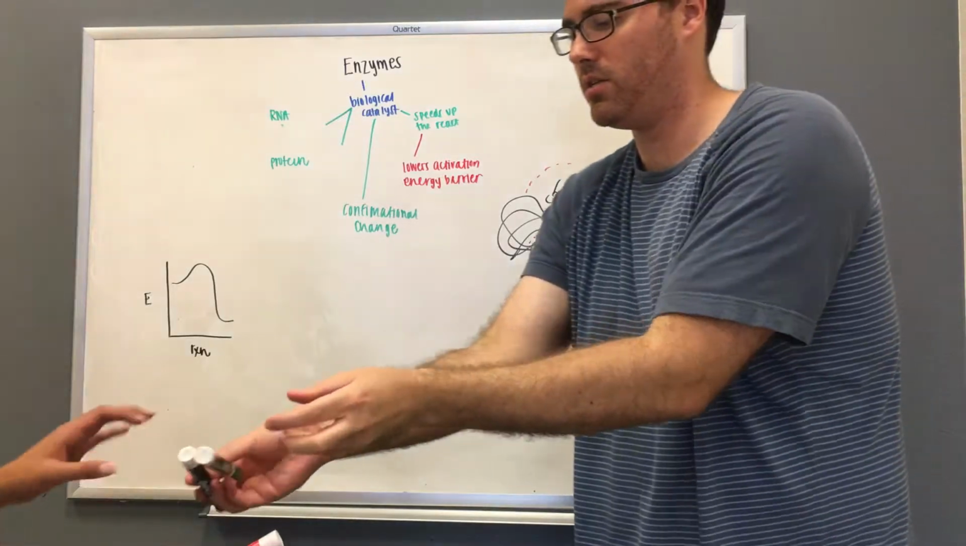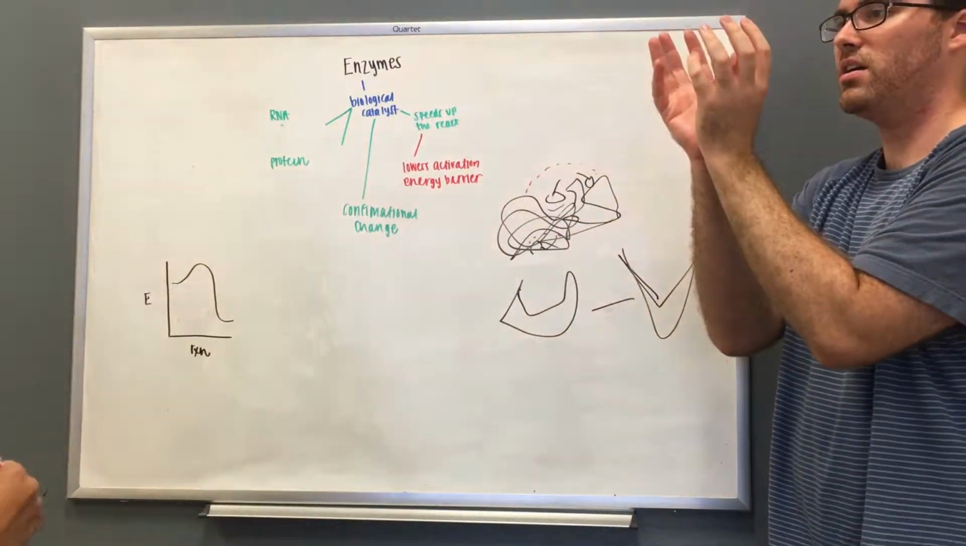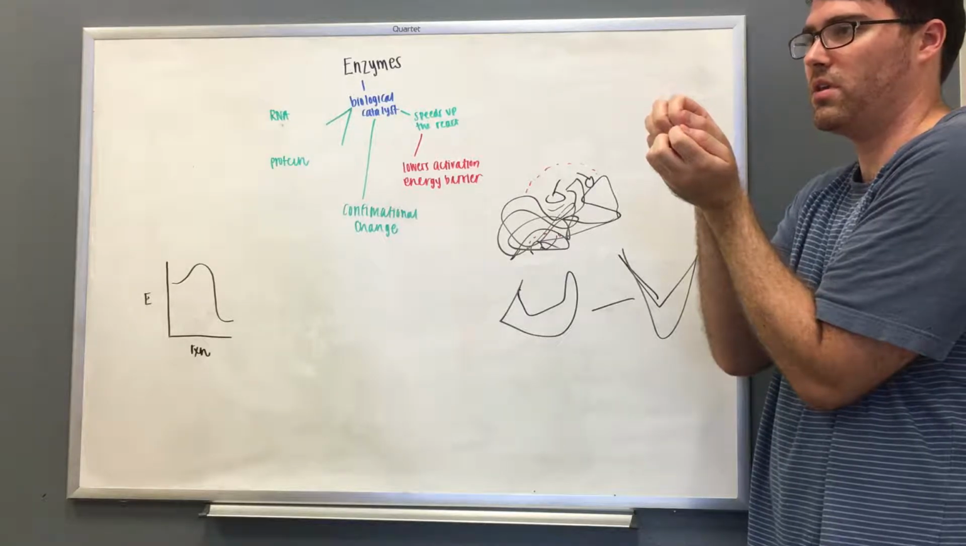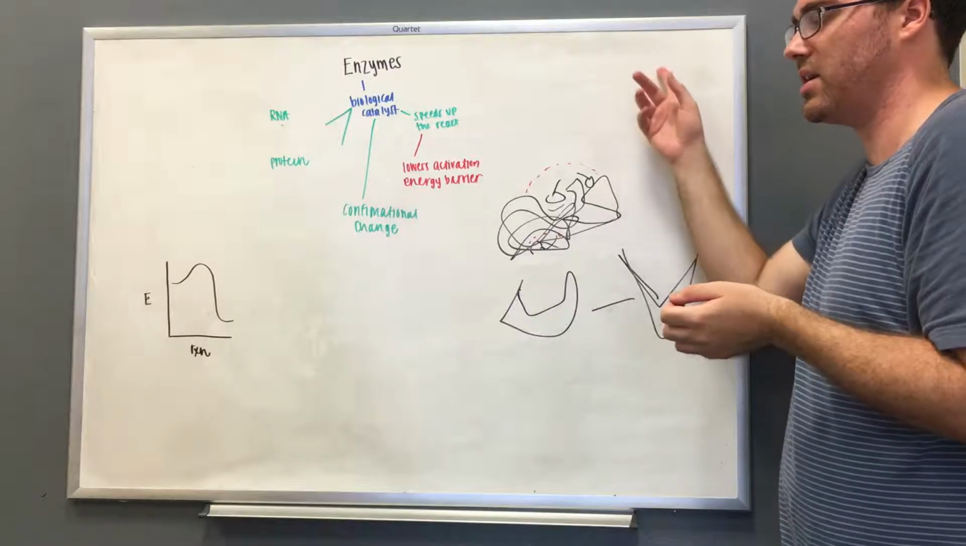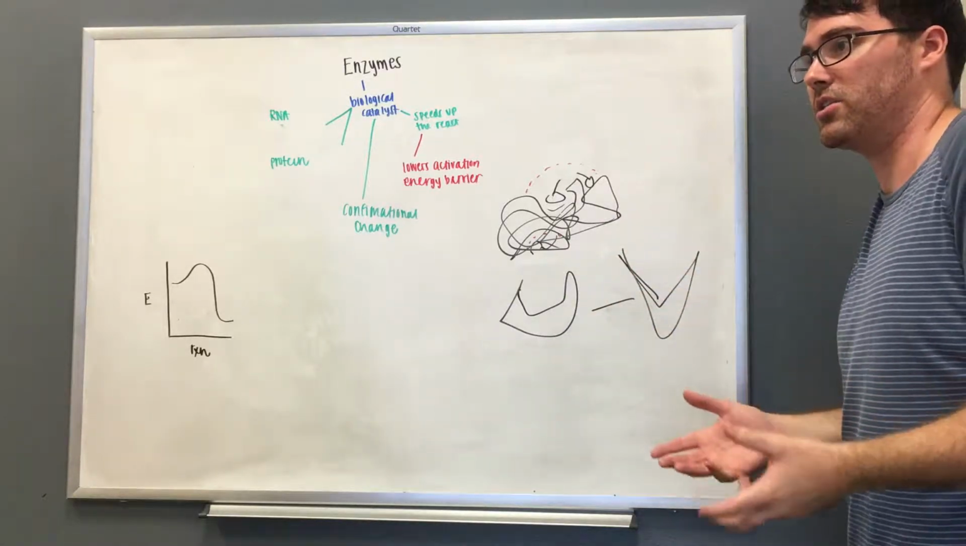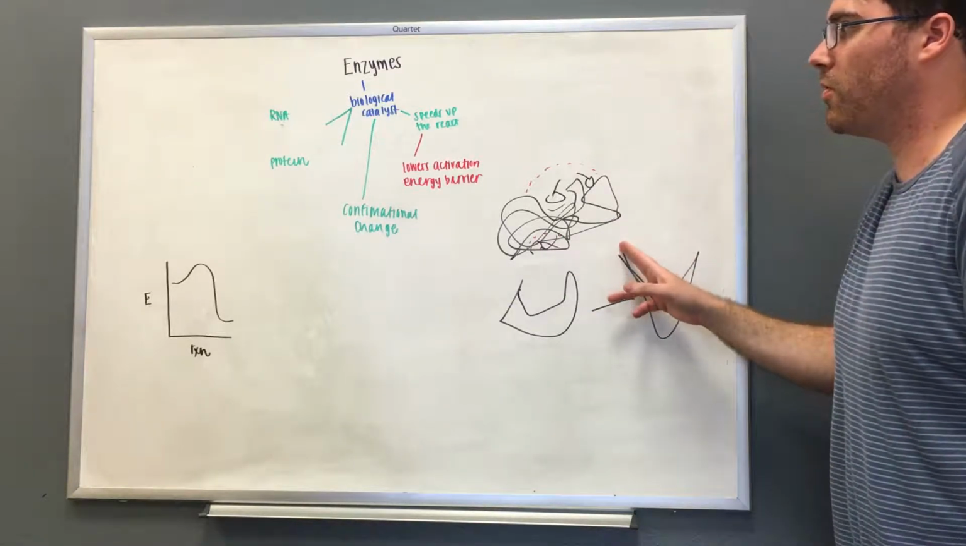I'll give those back to you. And when they leave, guess what? It goes right back to whatever state it was, whatever shape it was like at the beginning of this. So you can actually plot the changes in the enzyme's energy as it undergoes this reaction as well. Okay, super important that you get that.